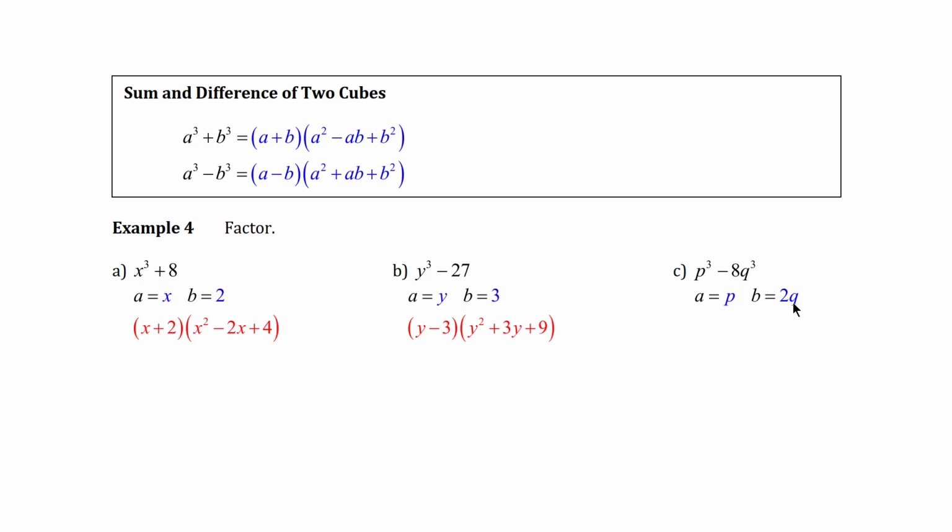Next, we substitute our values for A and B into the difference of cubes formula. We get our final answer: parentheses p minus 2q times parentheses p squared plus 2pq plus 4q squared.